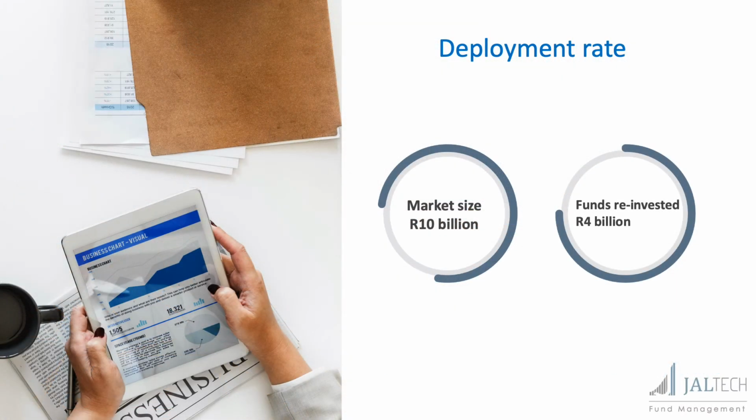If we look at the Section 12J market, there's currently 10 billion Rand under administration. South African taxpayers have invested over 10 billion Rand into Section 12J funds. But if we look at the rate at which these funds have reinvested the capital, this rate has been significantly delayed. And as a result, only 4 billion Rand has been reinvested. In other words, 60% of investors' capital is currently in cash deposits, earning low interest returns for investors.